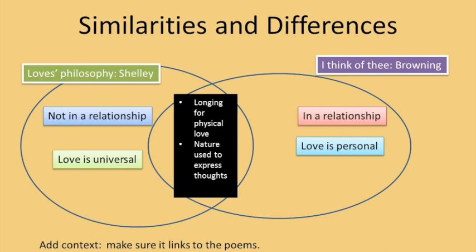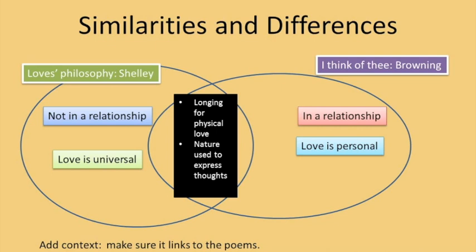So very quickly, I've noted that in Love's Philosophy, the speaker doesn't seem to be in a relationship, whereas for Browning, it seems as though she's in a relationship, and so on. Remember, there's no right or wrong as long as you can justify it. So I've shown how they're different, and in the middle, I've jotted down two quick things to show how they're also similar. Don't forget to add context, and you can add that to your plan as well.